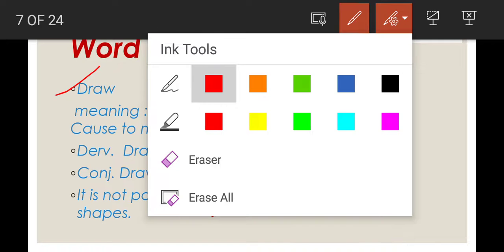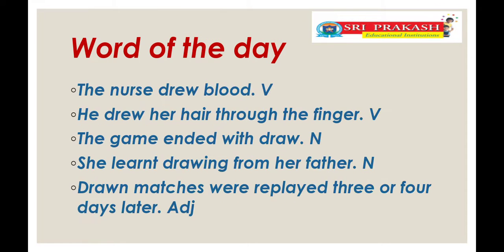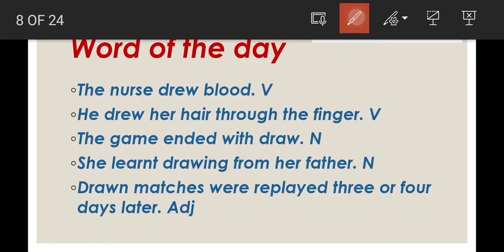Next one, we go with another one, children. See some other examples. What are the other examples, children? Just see, this is another example. The nurse drew blood. Here drew is the verb form, children. He drew her hair through the finger. Here drew is used as a verb form.